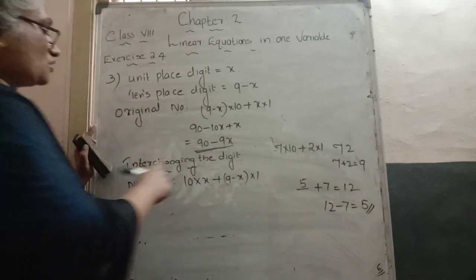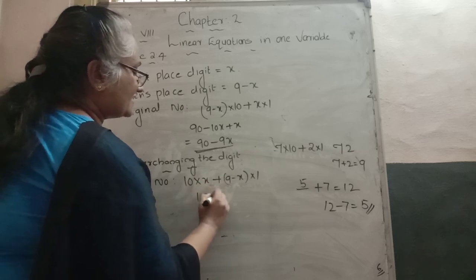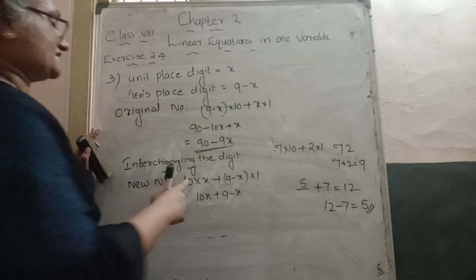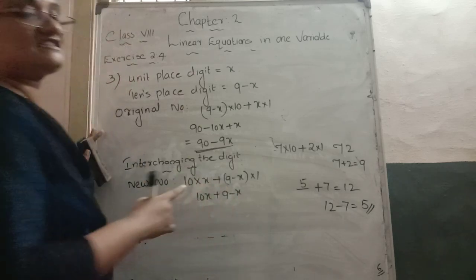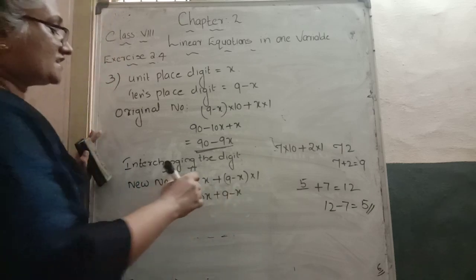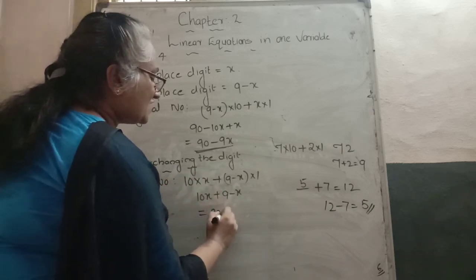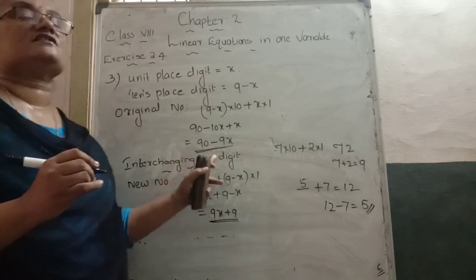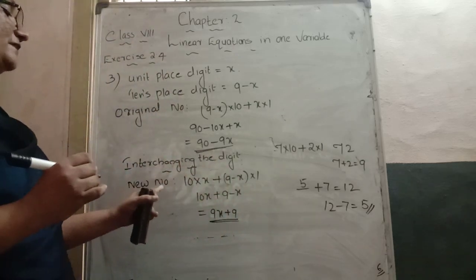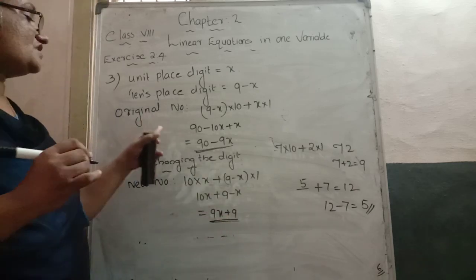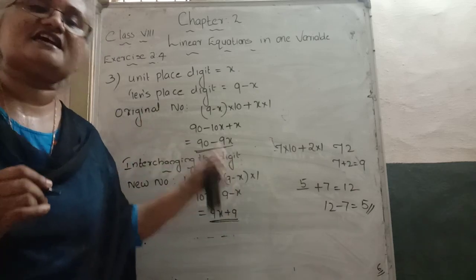In this way it comes. Open the bracket: 10 into x becomes 10x, plus any number multiplied by 1 is the same number itself, so 9 minus x. 10x and minus x are like terms. The coefficients are 10 and minus 1. 10 minus 1 comes to be how much? 9x plus 9 is the new number we get on interchanging. So our new number is 9x plus 9, and our original number is 90 minus 9x.